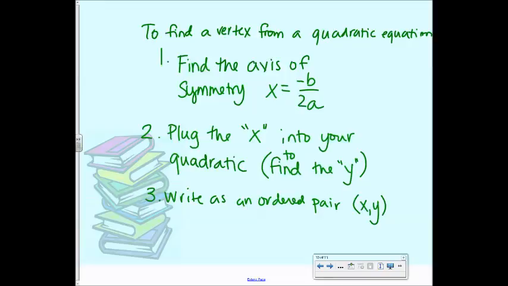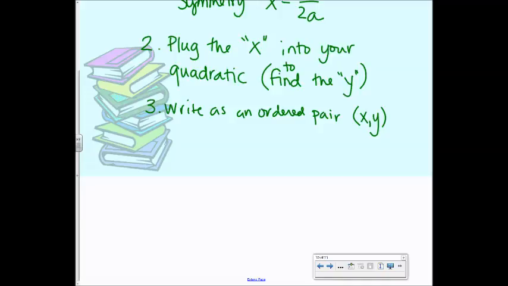So let's say, for example, we were doing y equals, give me a number less than 5, Braylon. 4. Cecilia, give me a number less than 10. And Angel O, give me a number less than 3. 1. Okay, so let's say this were our quadratic equation.